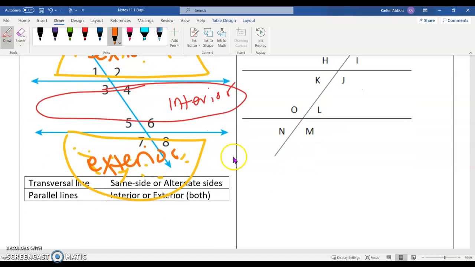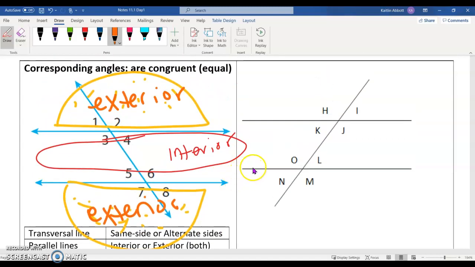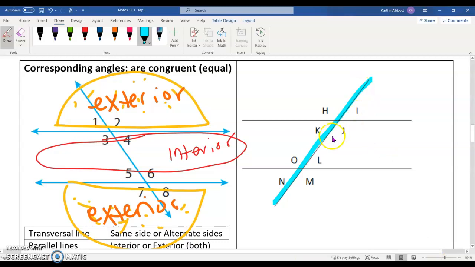Now, the other words you're going to be hearing are same side or alternate side. Same side is kind of in the name. It means it's on the same side. And what they usually mean is the same side of this transversal. So over here, see this blue line I just made, the same side of the transversal. If I put a heart here and a heart here, are they on the same side or different sides? If you answered same side, you are correct. They are on the same side, so these are same side exterior angles because they are also on the outside.